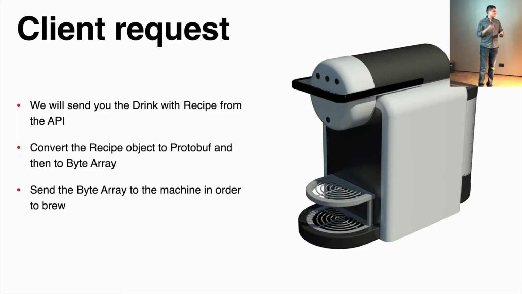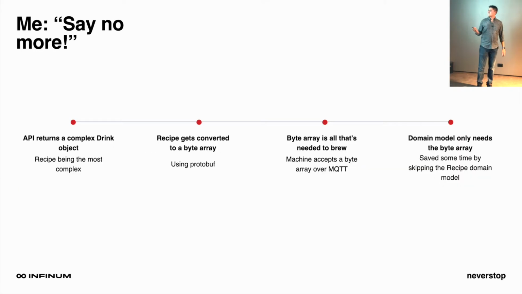So I received a drink. I received a really complex recipe object, because the machine has a lot of different options, and the recipe object can be really huge. And it has a lot of steps and stuff. So OK, I said, say no more. And I did all the work. So I converted the API model from drink into a domain object drink. But while I was doing that, I was considering doing a domain object for recipe as well.